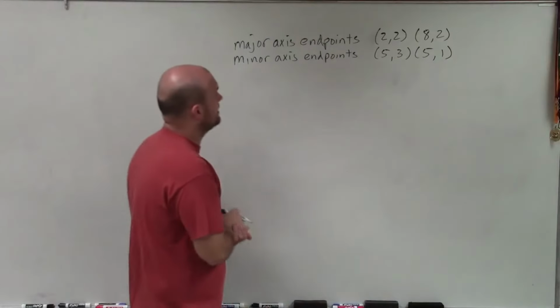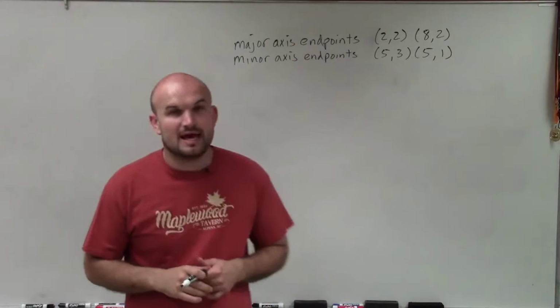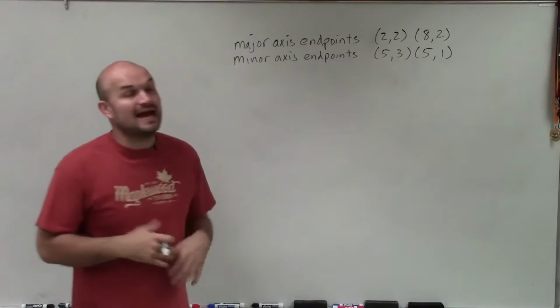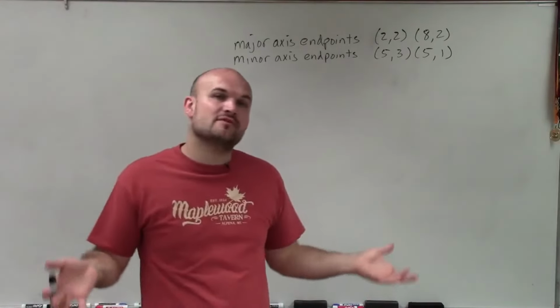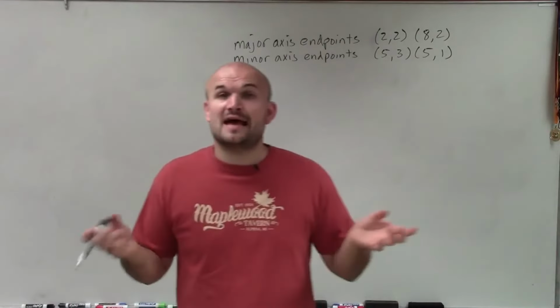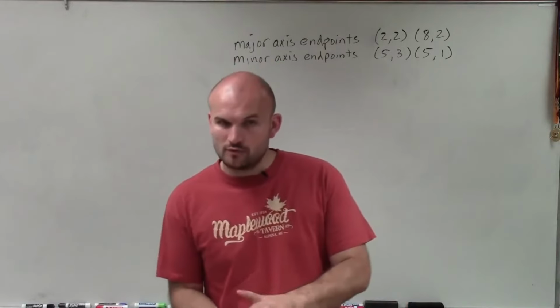So what I'd like to do is show you how to determine the endpoints, write the equation of an ellipse when given the endpoints of the major axis and the endpoints of the minor axis. Now remember, the endpoints of the major axis are going to be our vertices, and the endpoints of our minor axis are going to be our covertices.